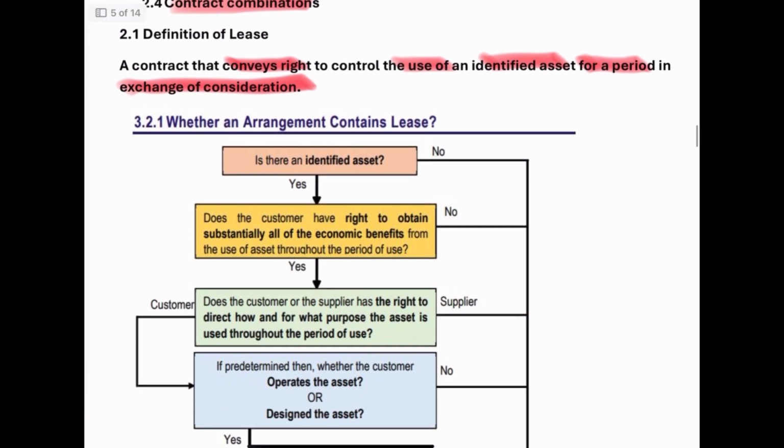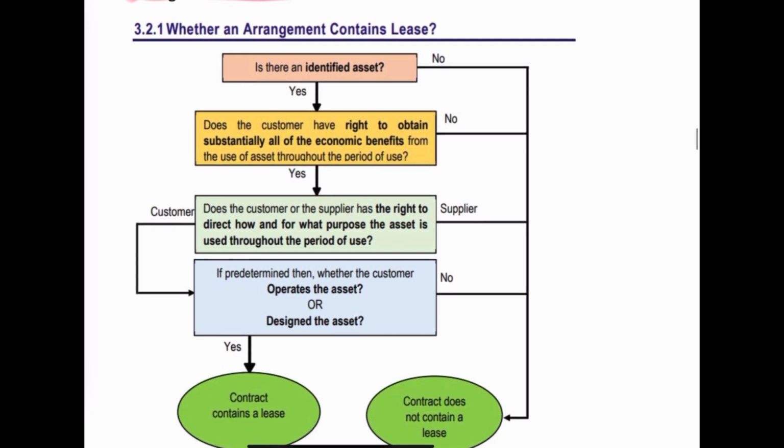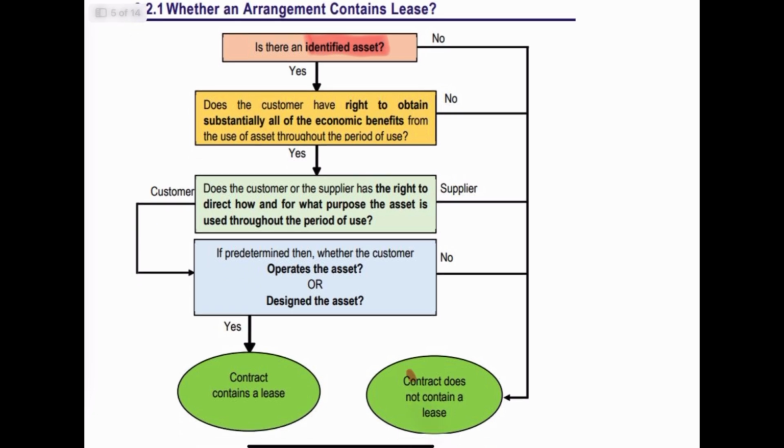Okay, then whether an arrangement contains a lease. Let's say you have a contract, and then we have to see whether that contract contains the lease terms. So first question you have to ask, is there an identified asset? In the contract you have to have the asset identified. If yes, then you can go through the next question. If not, then the contract does not contain a lease. If no identified asset is specified in the agreement, then it does not contain a lease.